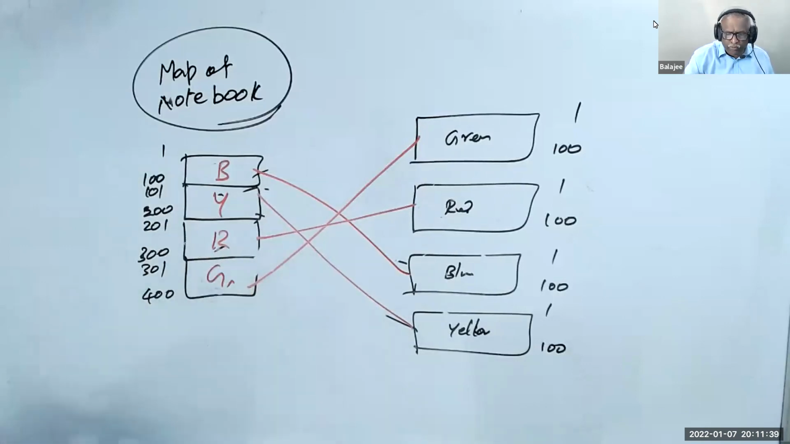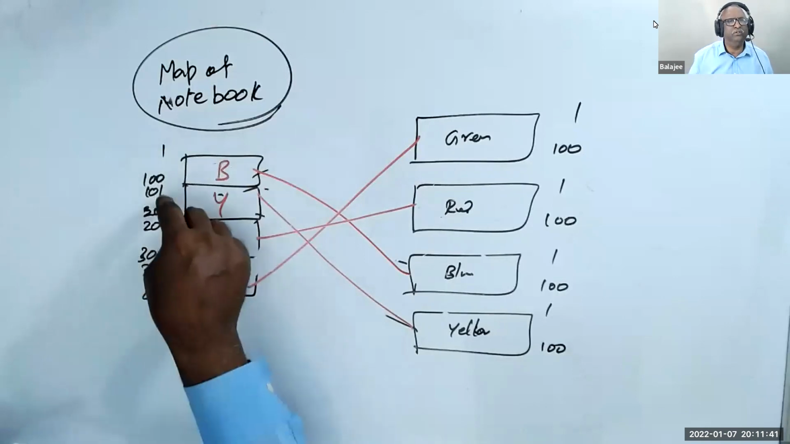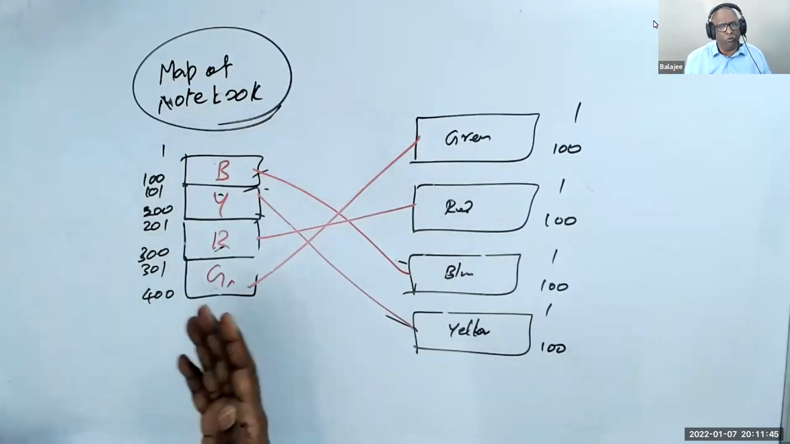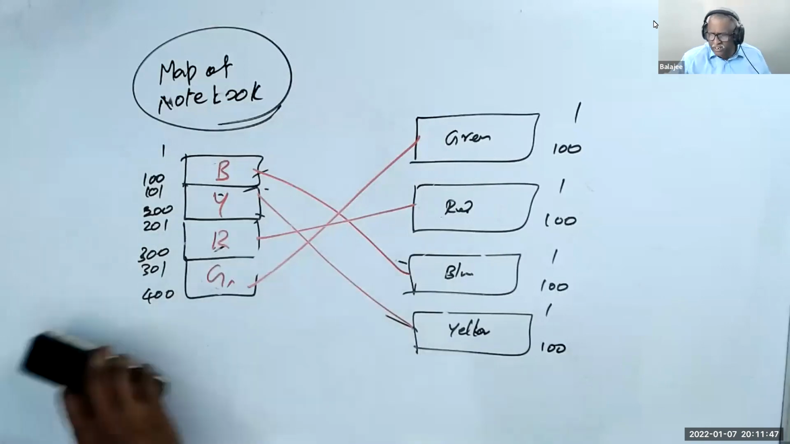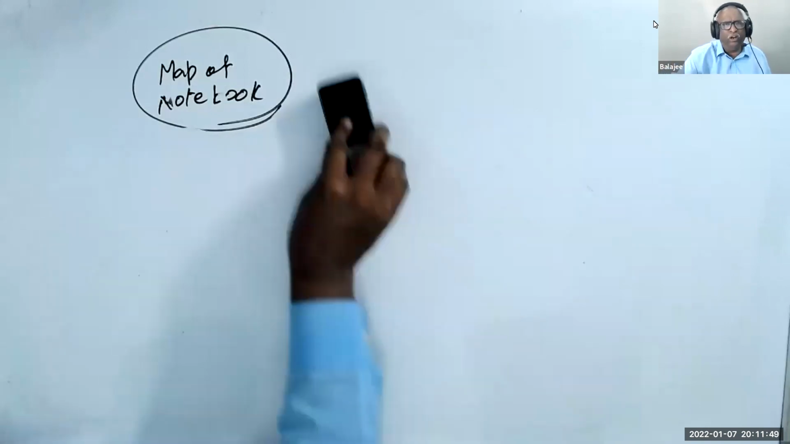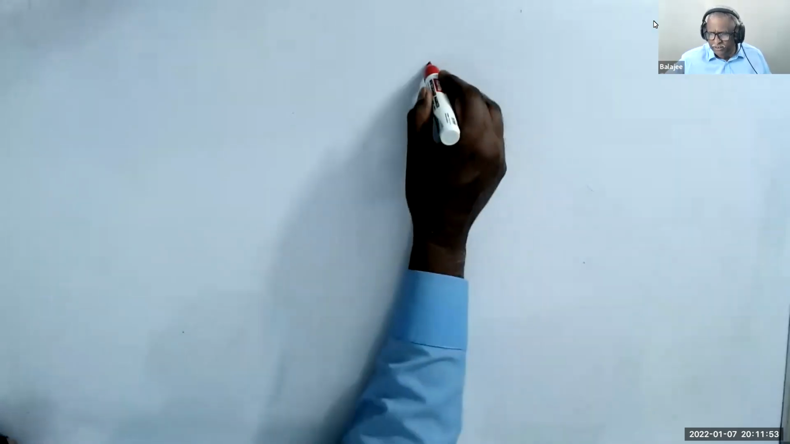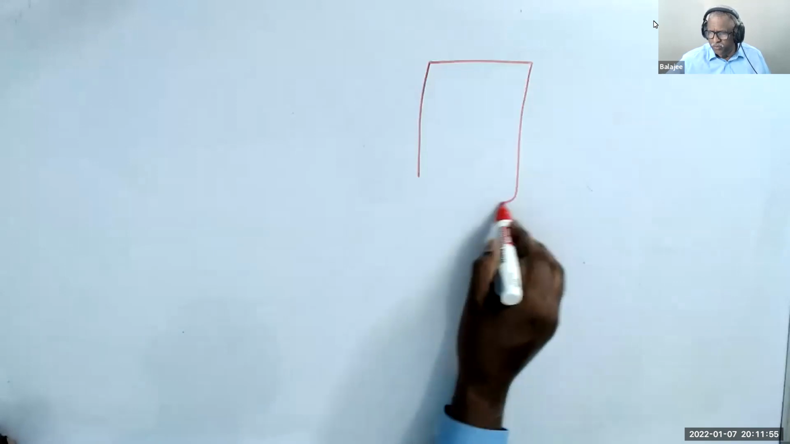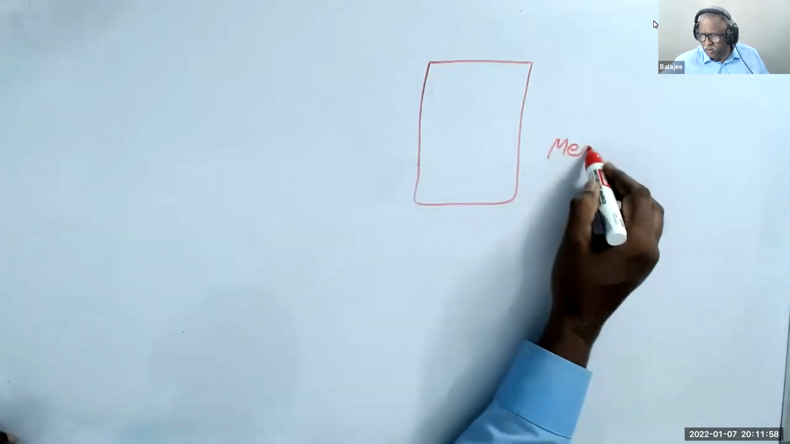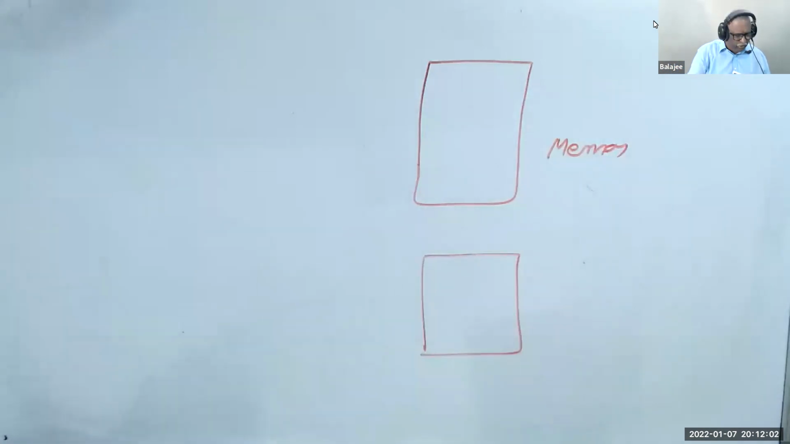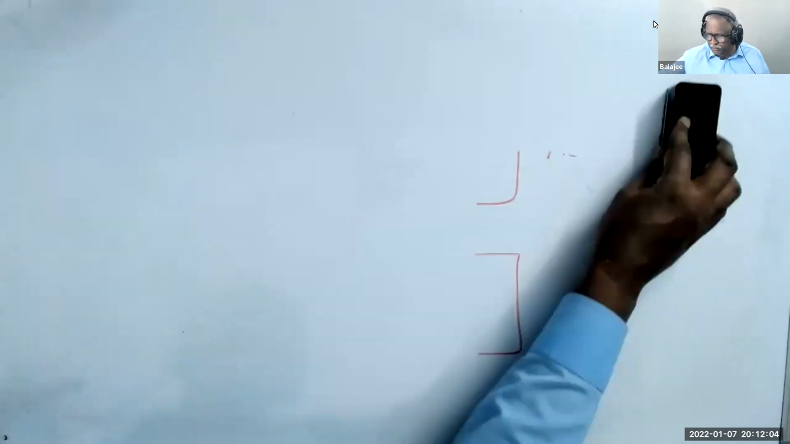Now blue becomes 1 to 100. That's it. So your map will change. Who connects it? You are the one. Like that happened here. Here, what happened? There are majorly two types of memory. Actually, there are 4 types. I'll tell you what the 4 types of memory are.